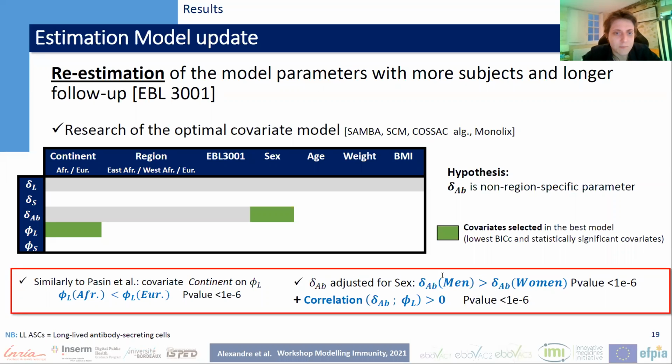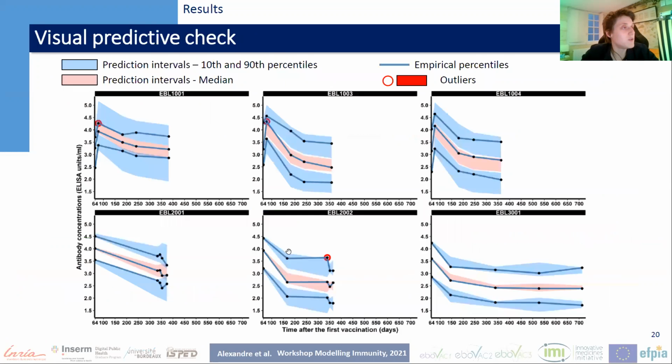And finally, we also found a positive correlation between the parameters delta AB and phi L, meaning that subjects with a higher peak of antibodies will tend to have a faster decrease of antibodies after the peak compared to those with a lower peak. So we use this model as the optimal one.